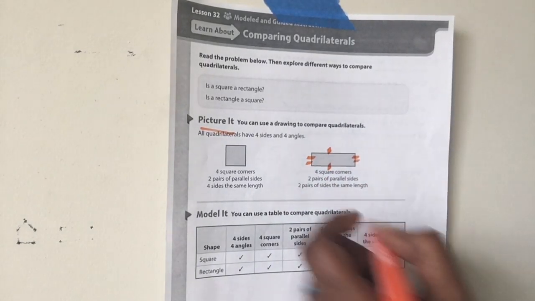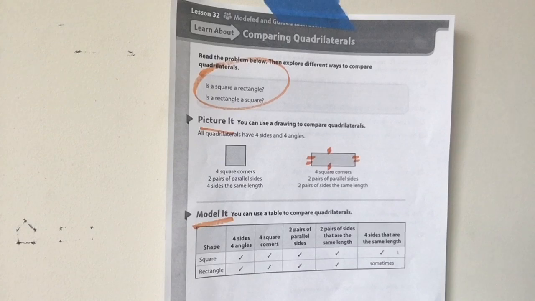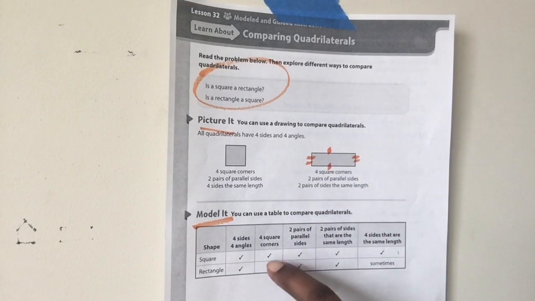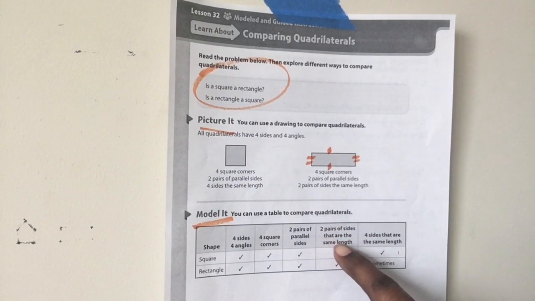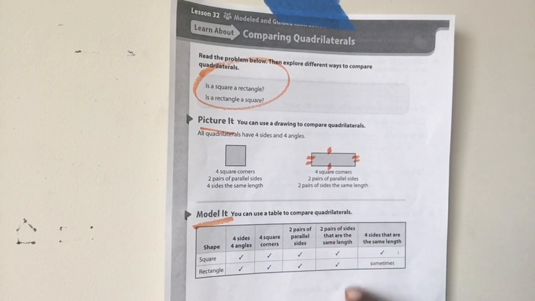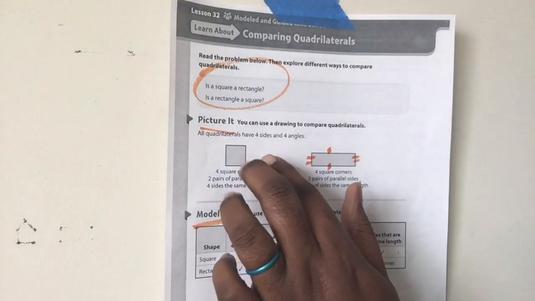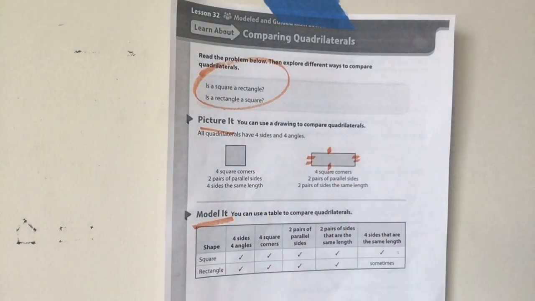Another way we can think about these two questions is to model it. What they did is they created a table and they just checked off. Four sides, four angles, square, check, rectangle, check. Four square corners, both got a check. Two pairs of parallel sides, both got a check. Two pairs of sides that are the same length, they both got a check because these are the same, these are the same. These two opposite sides are the same, the top and bottom are the same.